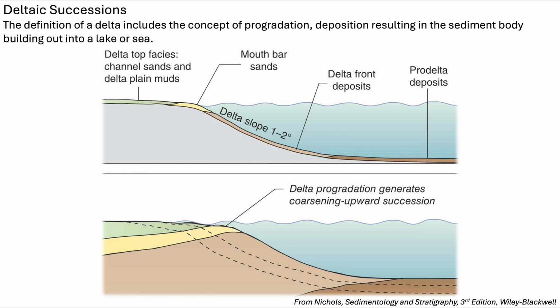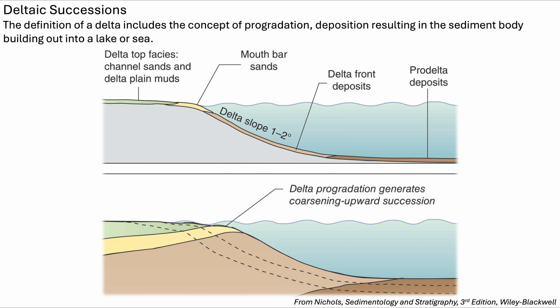The definition of a delta includes the concept of progradation, that is, deposition results in the sediment body building out into the lake or sea. The sedimentary succession formed will therefore consist of progressively shallower facies as the pro-delta is overlain by the delta front, which is in turn superimposed by mouthbar and delta top sediments. The succession formed by the progradation of a delta, therefore, has a shallowing up pattern, a series of strata that consistently show evidence of younger beds being deposited in shallower water than the older beds they overlie.